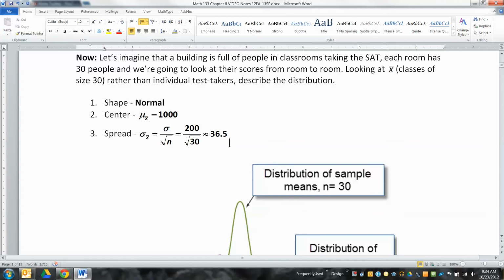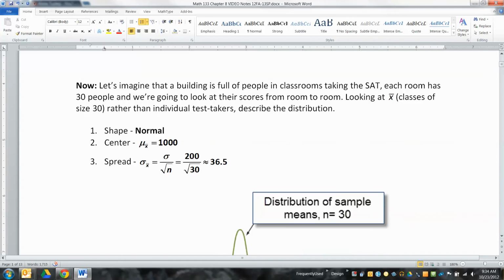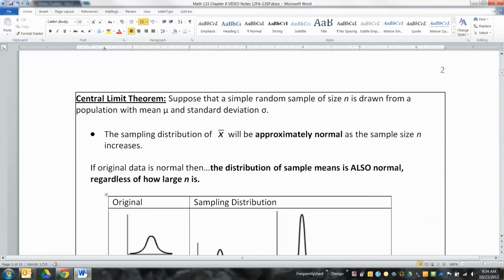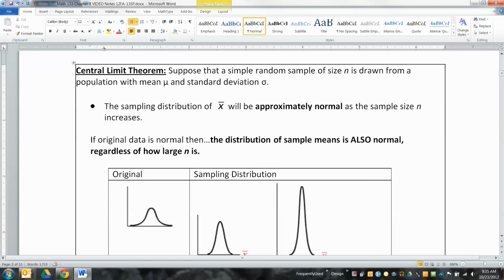We're saying, okay, forget about the individuals. How does the group work as a collective? And then how is that going to affect our probabilities, which is our next question that we'll answer ourselves. So first, let's talk about the normal shape just a little bit more. The sampling distribution of X bar, when we look at the averages, will be approximately normal as the sample size n increases. Now, here's the deal with that.